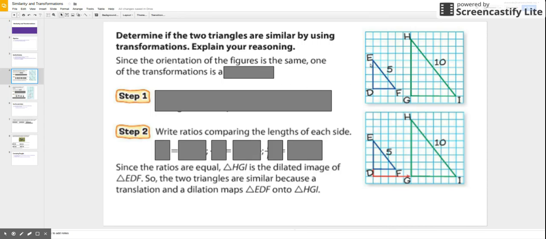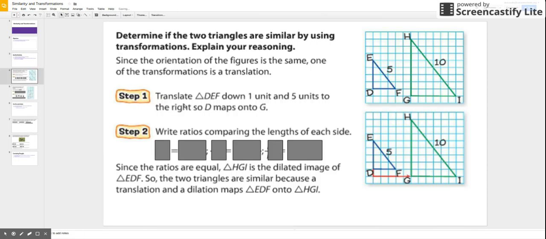All right, let's first start by looking at orientation. So if we remember from the previous video, orientation is very important. Orientation tells us a little bit about what transformation has occurred. So here, the orientation is the same. The triangle looks like it's upright. Nothing is turned, nothing is flipped. Since the orientation of the figures is the same, one of the transformations is definitely a translation.